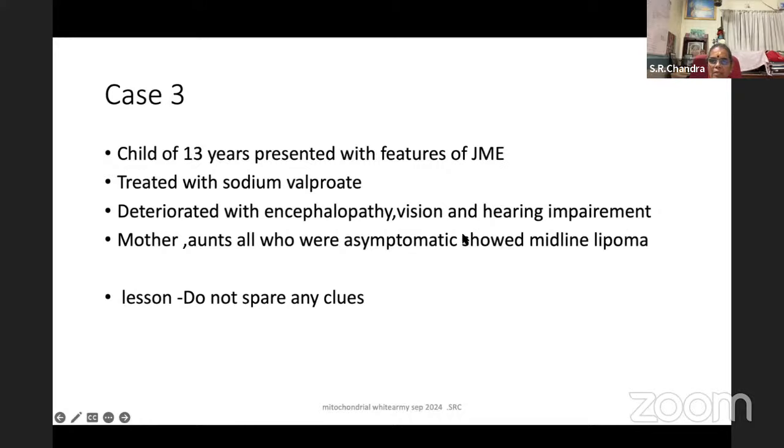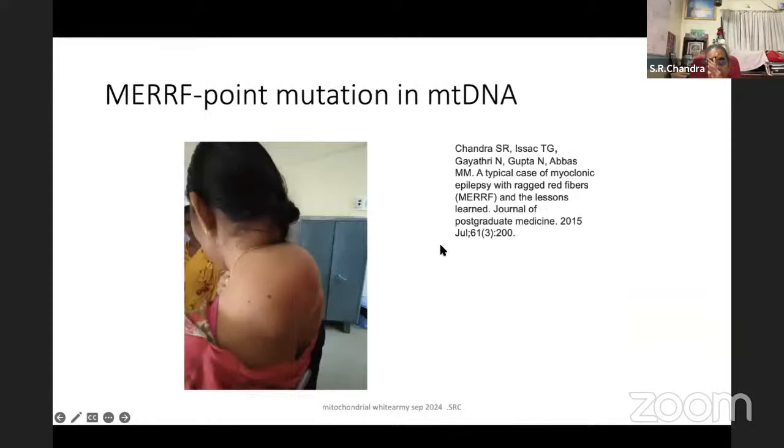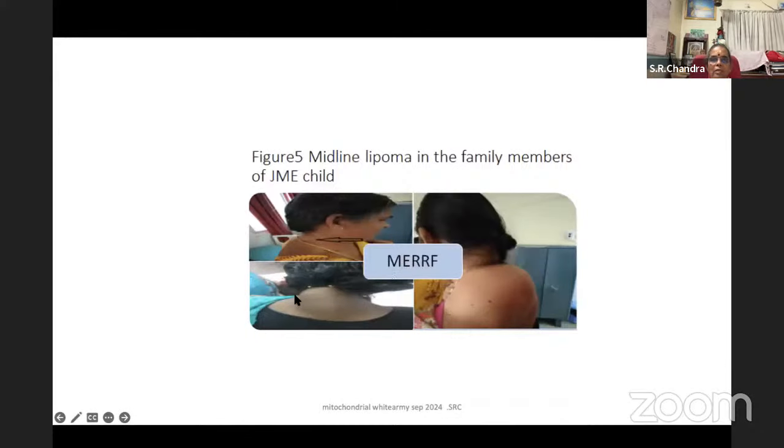Sodium valproate is a mitochondrial poison, and midline lipoma is a systemic clue for mitochondrial disorders. So that confirmed the diagnosis for us. And this we published, and this is the midline lipoma. This is the mother of the child, and many other sisters of the mother also had the midline lipoma.